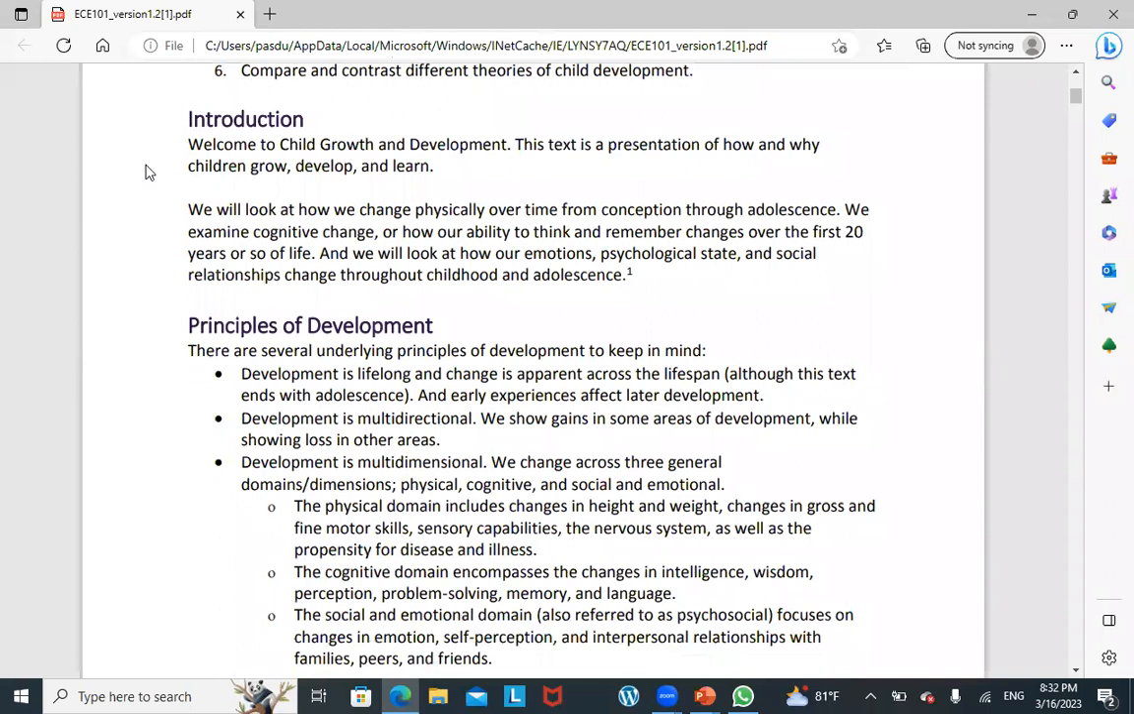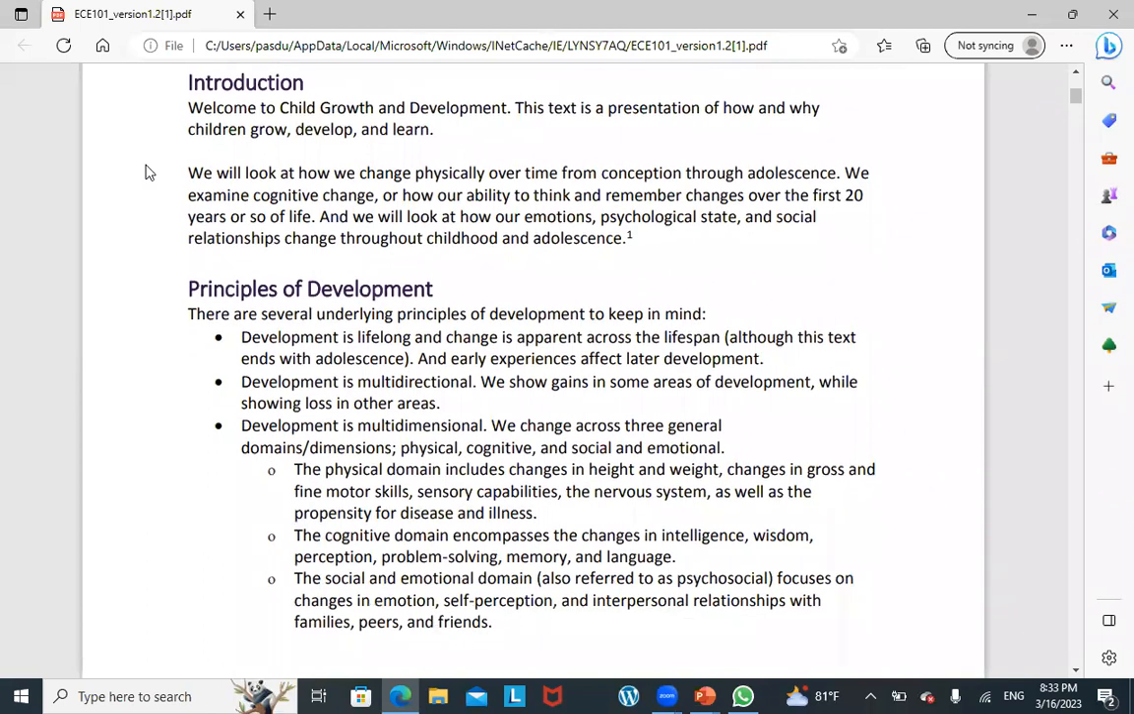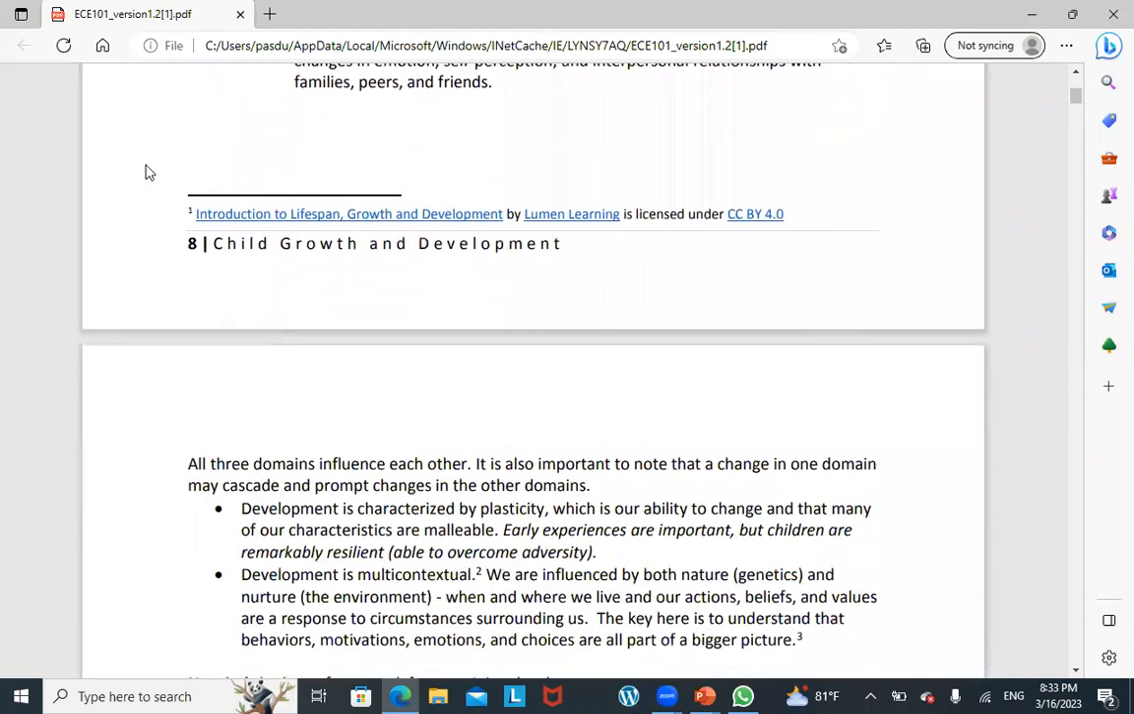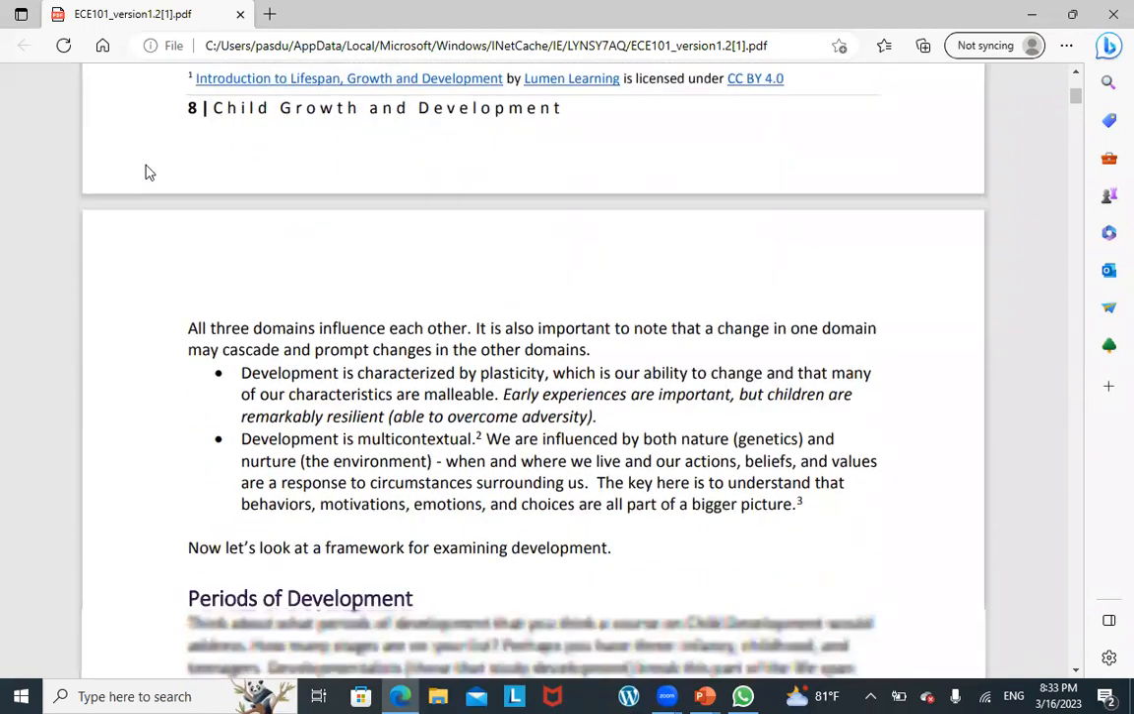The physical domain includes changes in height and weight, changes in gross and fine motor skills, sensory capabilities, and nervous system, as well as the propensity for disease and illness. The cognitive domain encompasses the changes in intelligence, wisdom, perception, problem solving, memory, and language. The social and emotional domain focuses on changes in emotion, self-perception, and interpersonal relationships with families, peers, and friends. Right. Now, this is about the book. You'll have to read it, right?